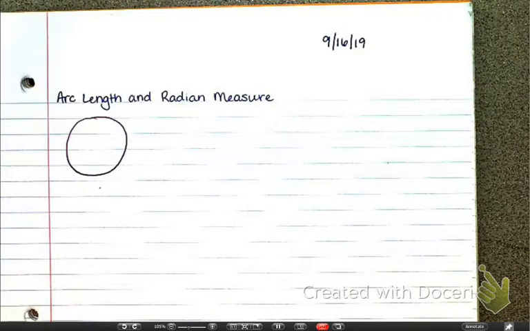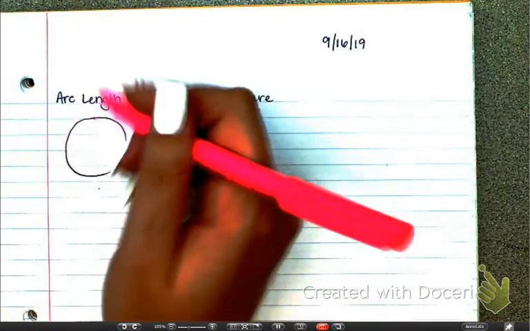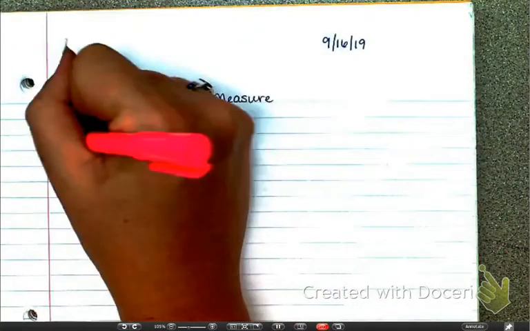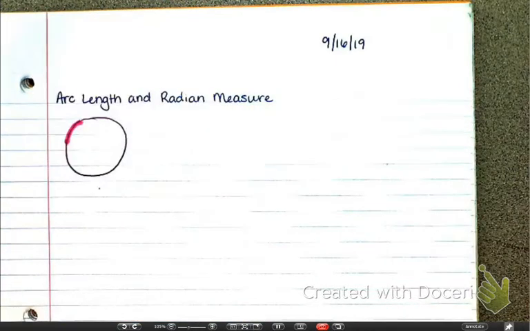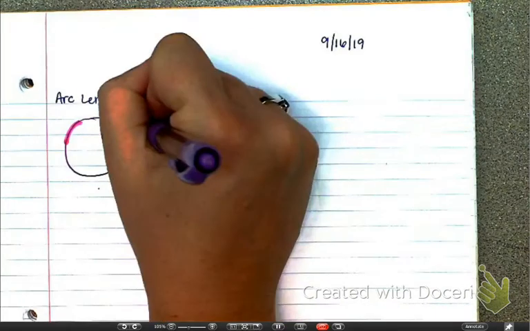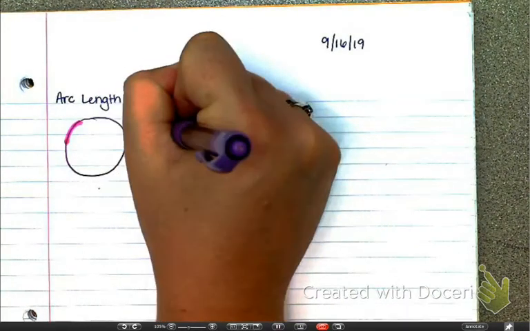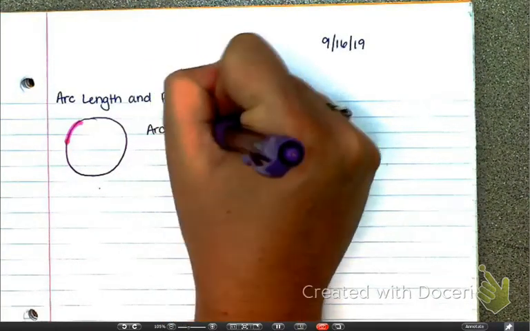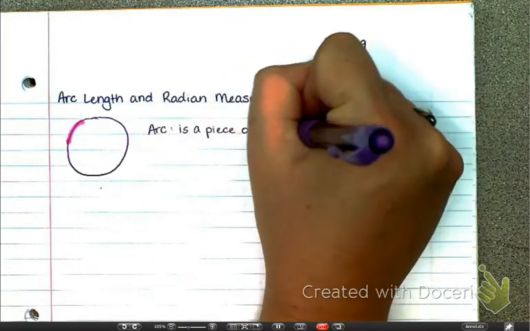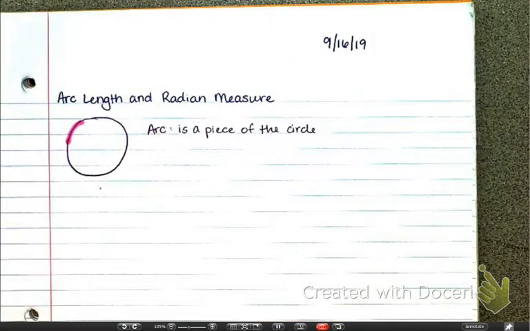So semi would mean that it's half of a circle. So I'm going to be even more specific than that. Okay, so it could be the top part of the curve. It could be the bottom part of the curve. But what an arc is, is just a piece of the circle. So an arc is a piece of the circle.